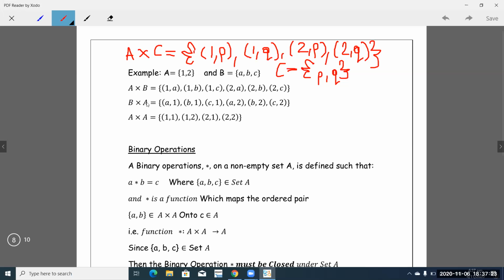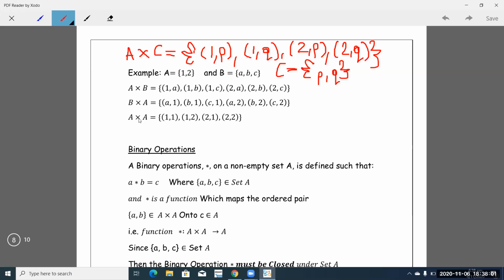Now B cross A, the order switches around. The first element has to come from B. So the first element in this part right here, a, b, or c, has to come first. Then 1 or 2 is going to come last. Then you can also have A cross A, where you take both elements from the same set. So (1, 1), (1, 2), (2, 1), and (2, 2) is A cross A. So Cartesian product, that's understood? Yes, sir. Nice. So that's the Cartesian product.